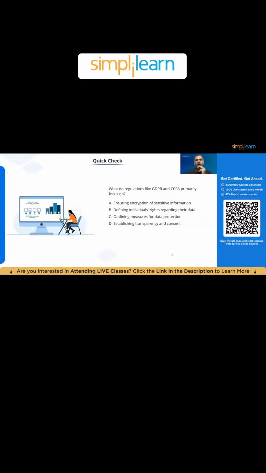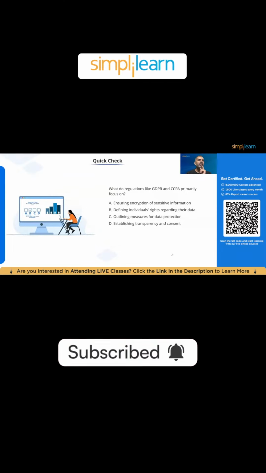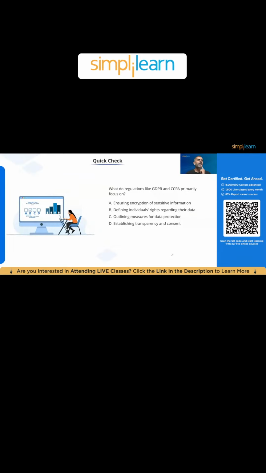So with this, now let's talk about this question. What do regulations like GDPR and CCPA primarily focus on? The very first option is ensuring encryption of sensitive information, then defining individuals' rights regarding their data, outlining measures of data protection, and establishing transparency and consent. What do you think? What is the right option, guys? GDPR and CCPA. That's great. This is B. These laws define individuals' rights regarding their data. That means these are all data privacy laws.